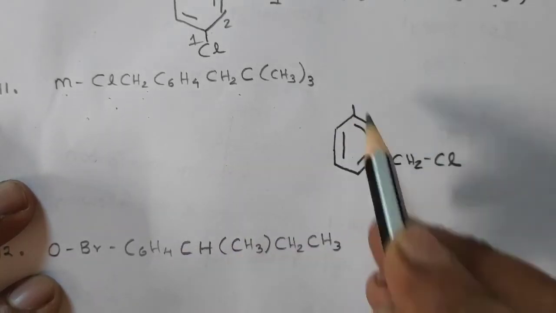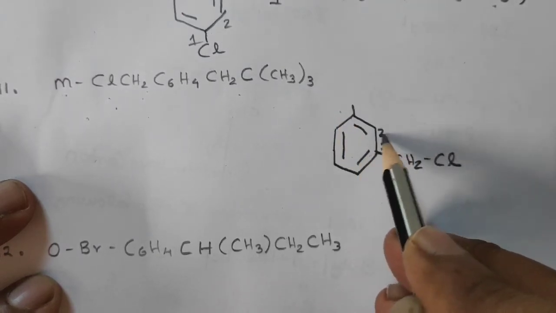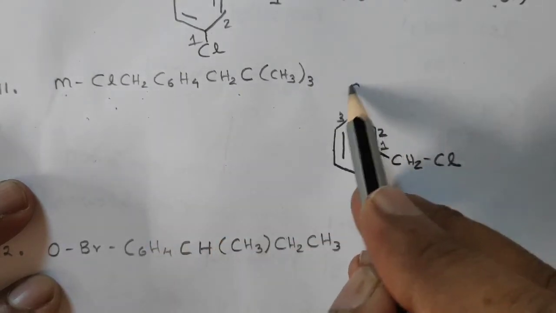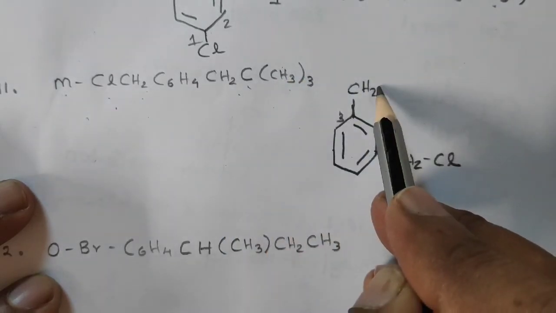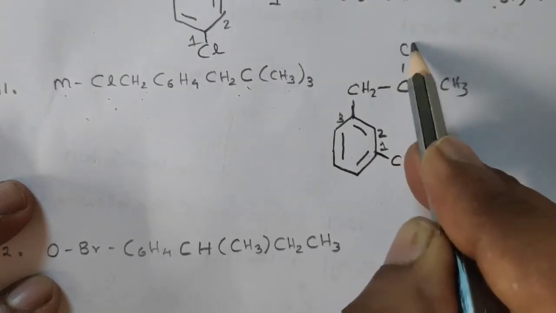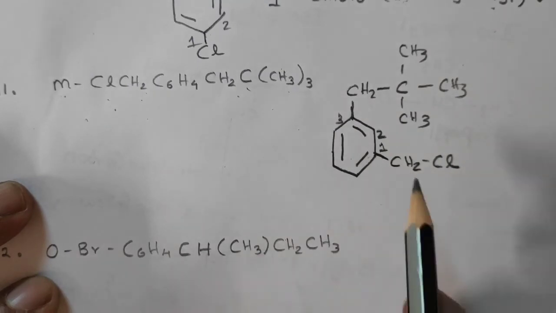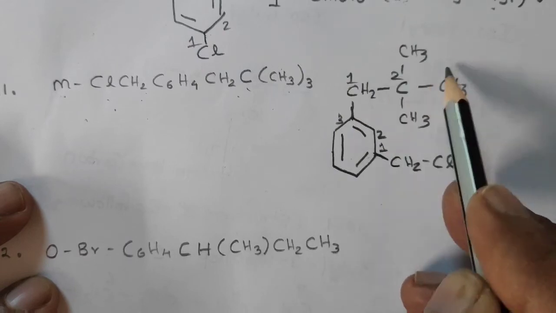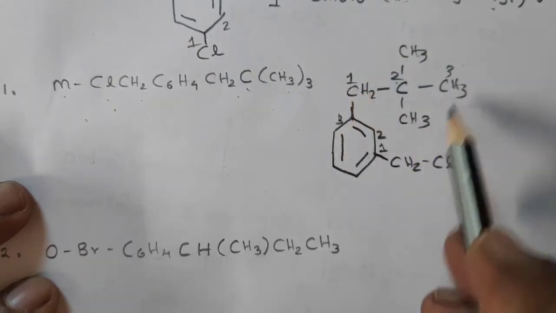And at this meta position, 1, 2 and 3, I will write the remaining part, that is what? CH2, then on this C there are 3 CH3 groups. So I will write like this: C, one CH3, another CH3, and a third CH3, like this. So if I want to name this, this will be 1, 2 and 3. So at the second position 2-methyl, and at this third position, this is the group.